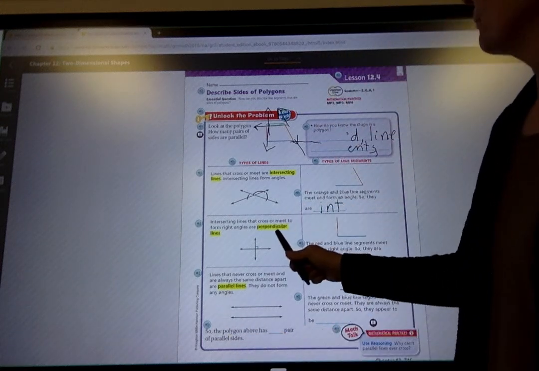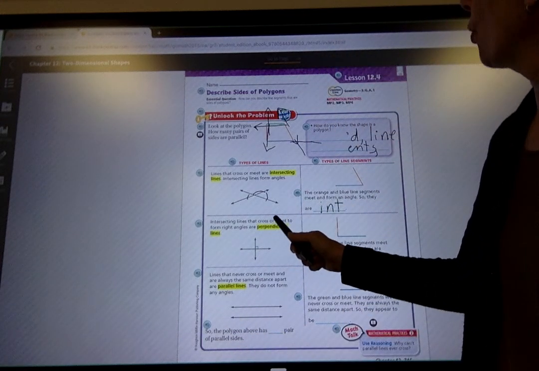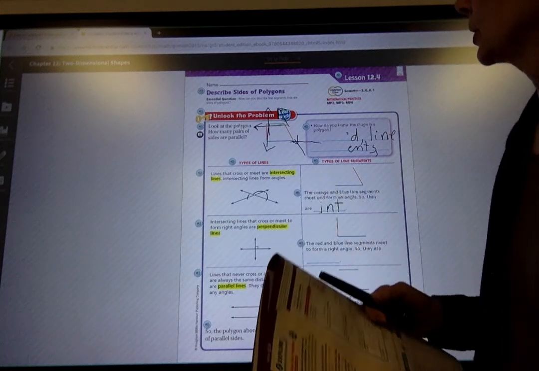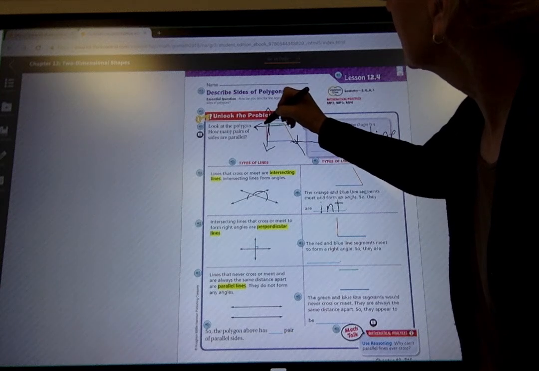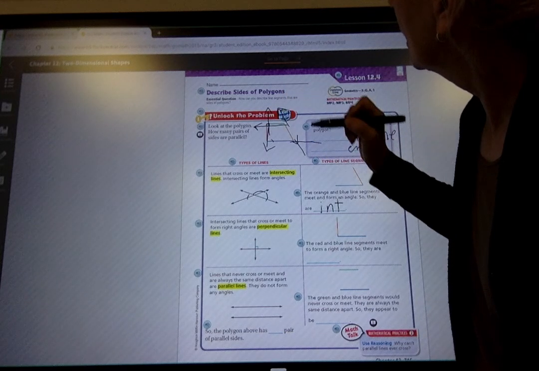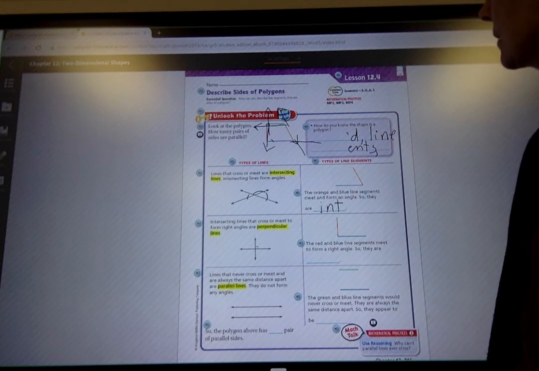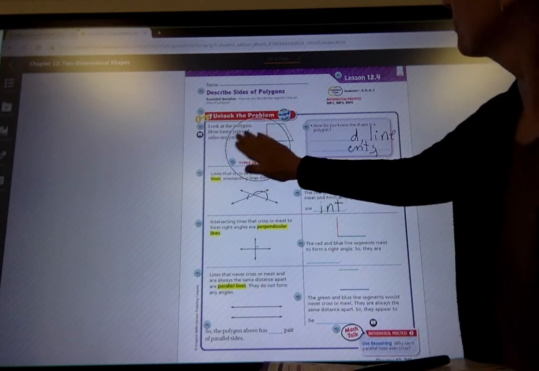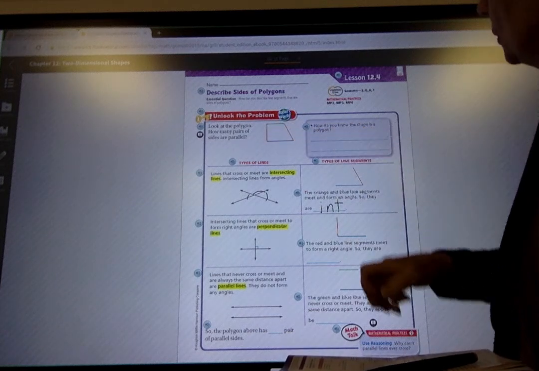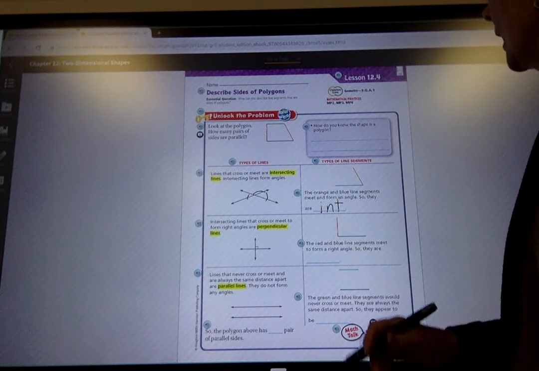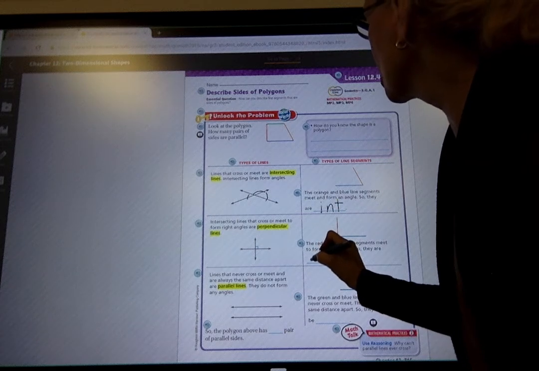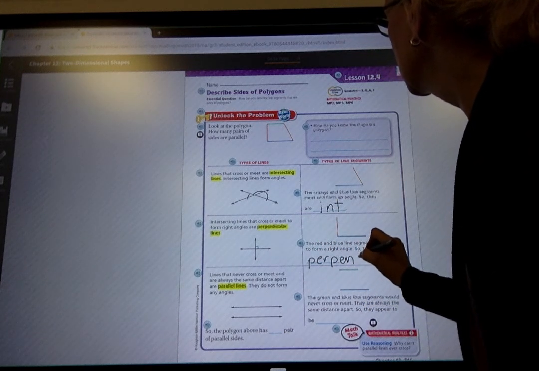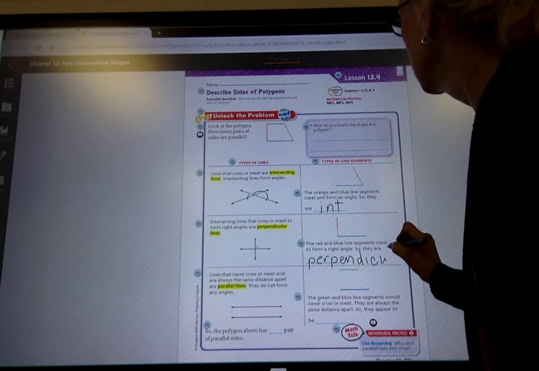So look at the next one. Intersecting lines that cross or meet to form right angles are called perpendicular lines. And I see right here and right here, I have perpendicular lines. The red and blue segments meet to form a right angle. So they are perpendicular. That's a big word.